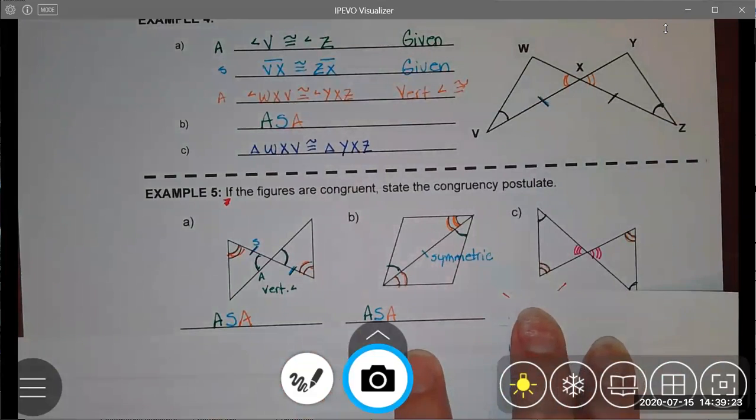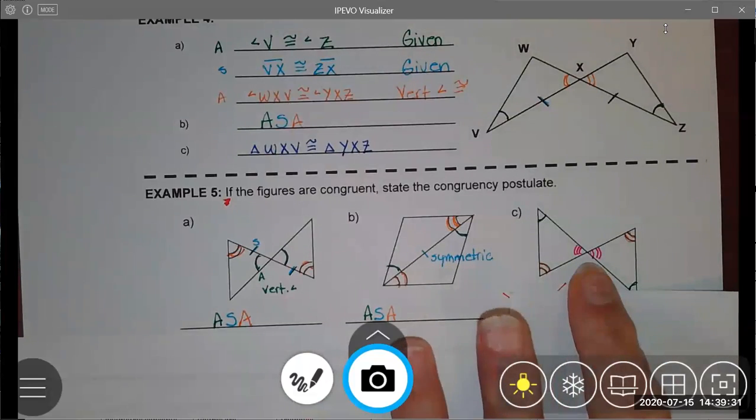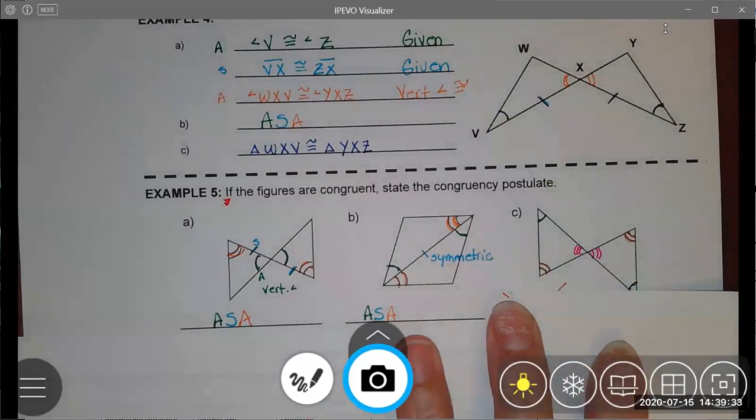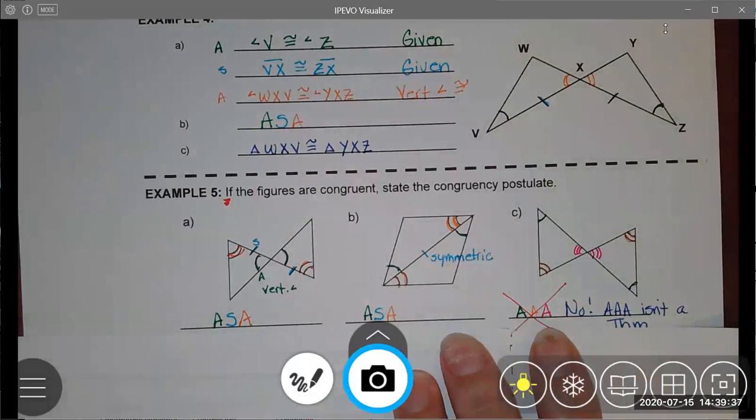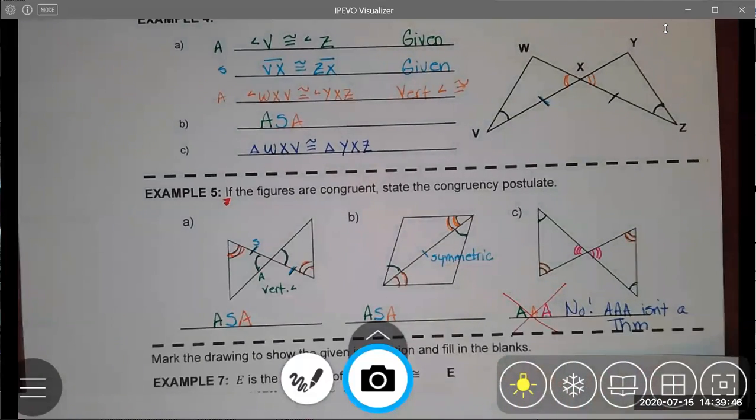In this last picture, I was given 2 congruent angles. Those easily could have been gotten by perhaps parallel lines cut by transversals. I also have vertical angles. So you might be tempted to conclude that these 2 triangles are congruent by angle, angle, angle. But you'll notice we don't have an angle, angle theorem. So I cannot say that these 2 triangles are congruent.